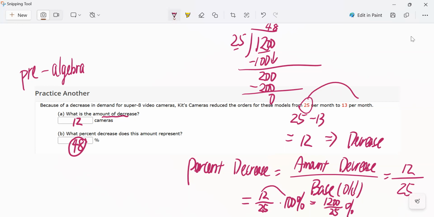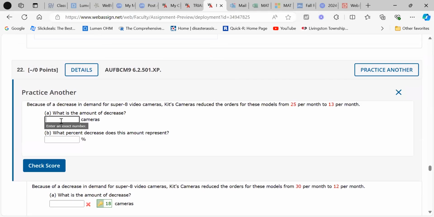Any question about this? Does this remind you of the pre-algebra course, or anything you learned from pre-algebra? Right, so that's basically how that works. The amount of decrease is 12, going from 25 to 13, and the percent decrease will be 48%. It went down 48%. Any question about this?